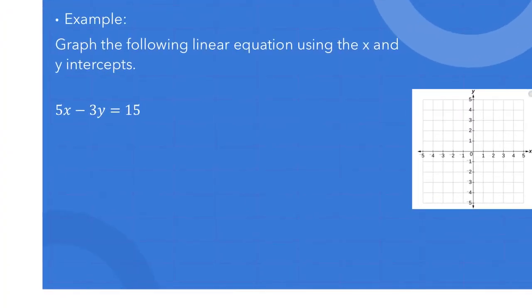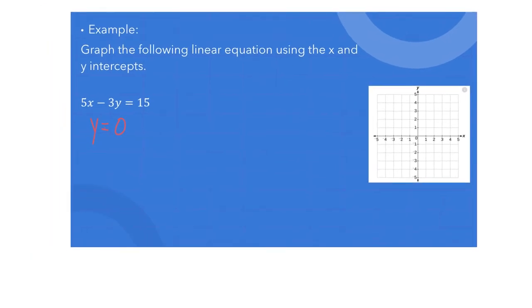So the first one we're going to do is replace y with 0. So we're going to say y equals 0 for this first one to give us what the x-intercept is. I rewrote my equation as 5x minus 3y equals 15, and I'm replacing y with 0. Now I'm just going to solve for x. 5 and x are hanging out, so I can't do anything there. Then what's 3 times 0? That would be 0, and then I get 15.